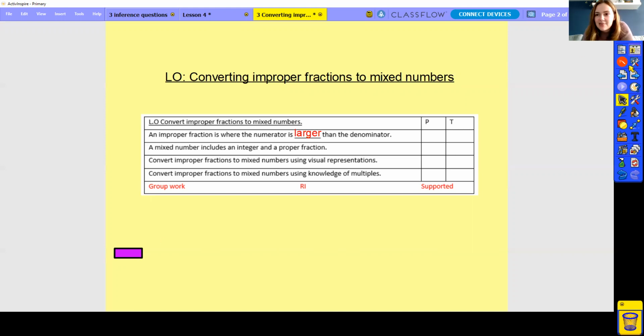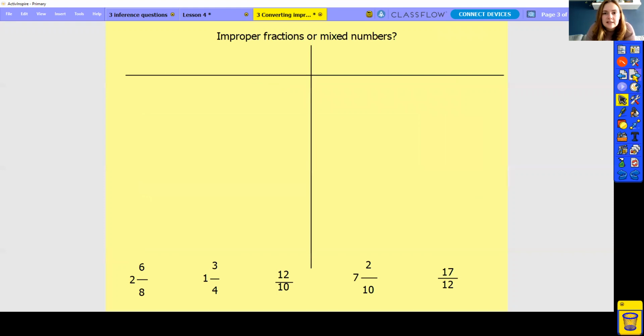Okay, let's have a look at the first bit. The first activity here is improper fractions or mixed numbers. At the bottom, you'll see there are some fractions. Some of them are mixed numbers, some of them are improper. Remembering that improper means the numerator is larger than the denominator. I want you to have a go now at sorting them. Put the improper fractions on the left-hand side and the mixed numbers on the right-hand side. Could you please do that now on your pieces of paper? Off you go, and pause this video.